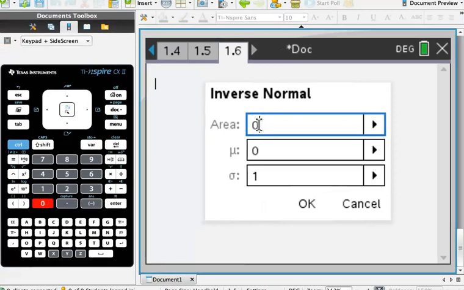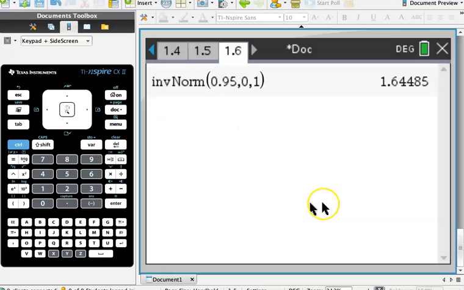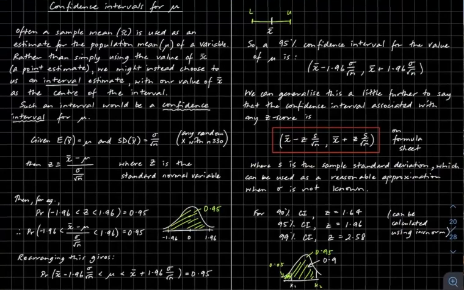So if I said here 0.95, I'm not calculating a z-score for a 95% confidence interval. I'm doing it for a 90% confidence interval. So there it is, 1.64. Okay, so that is pretty much it.